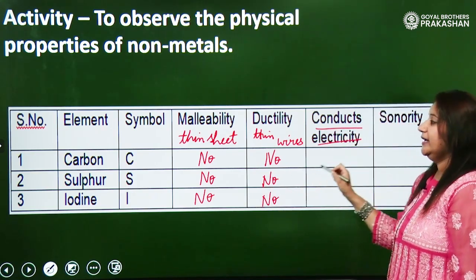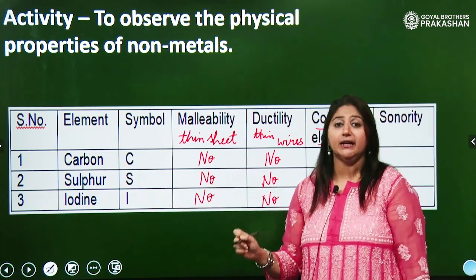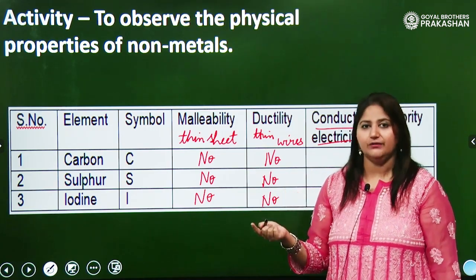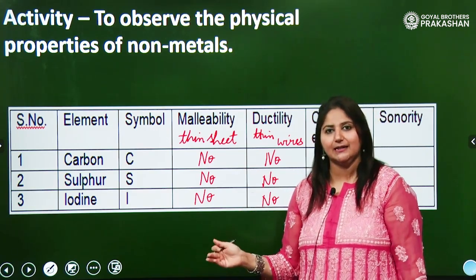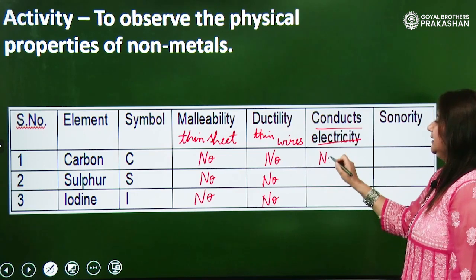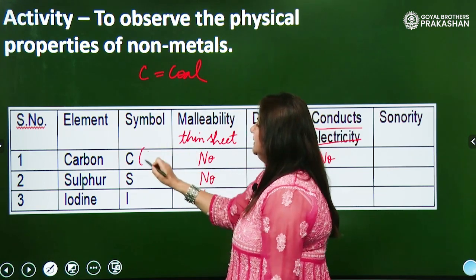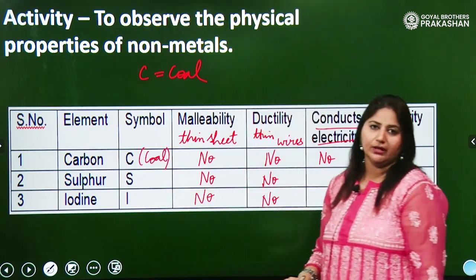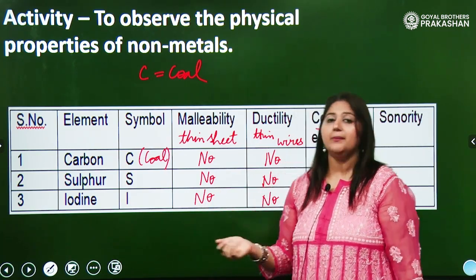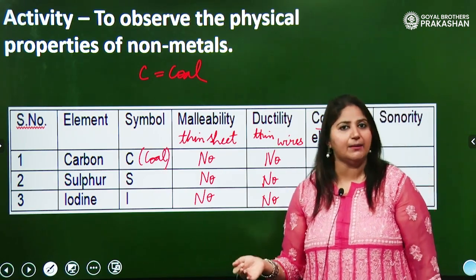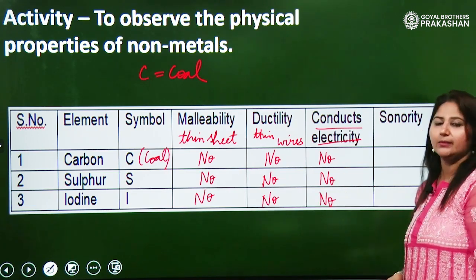Conducts electricity. If you are taking carbon as a sample and it is coal, then coal is a bad conductor, but if you take graphite as a sample, it's a good conductor, which is an exception. Generally, non-metals are poor conductors of electricity. Here we are taking carbon as coal, so it is definitely a poor conductor, but if you take graphite, the answer will be different. Then you have to write yes, graphite is a good conductor, but not all carbon forms are good conductors, mostly they are bad conductors. So they all are poor conductors. So no, no and no for carbon, sulfur and iodine.